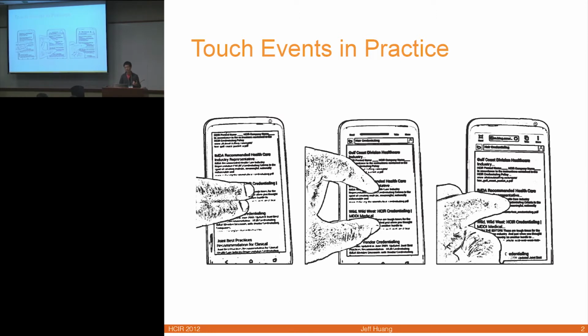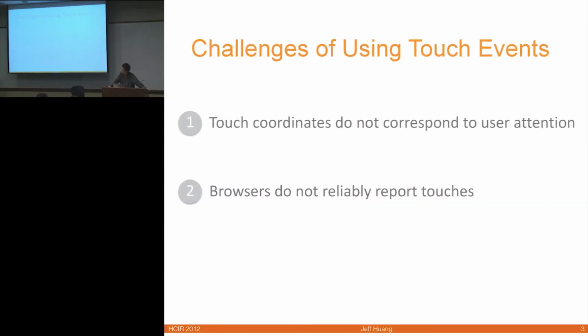Just using these touch events the same way as we've been using them before is a little problematic for a couple of reasons. One is that the touch coordinates don't necessarily correspond to where people are paying attention. When people are moving their mouse around, there is some relationship between where they're moving their mouse and where they're looking. But when people are using touch devices, often you're not looking where you're touching. You're maybe pinching to zoom and looking in between where you're pinching, or you're panning, and when you pan, you don't want your fingers to obscure where you're looking.